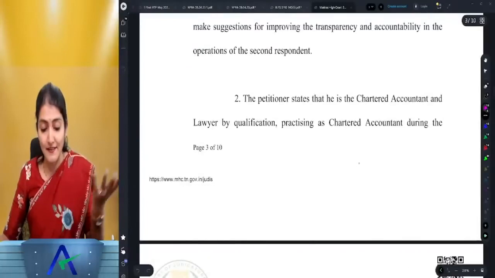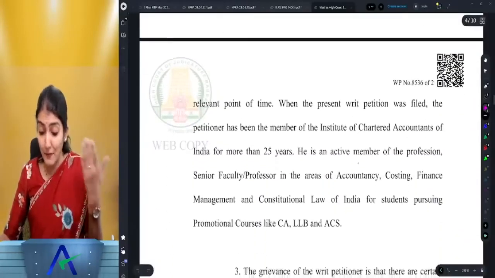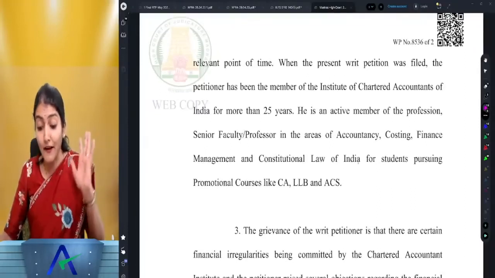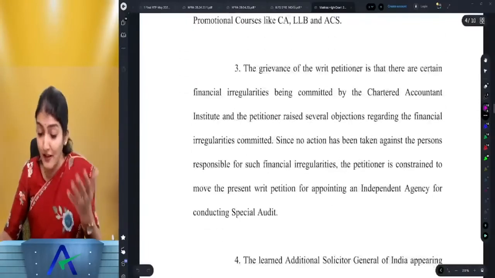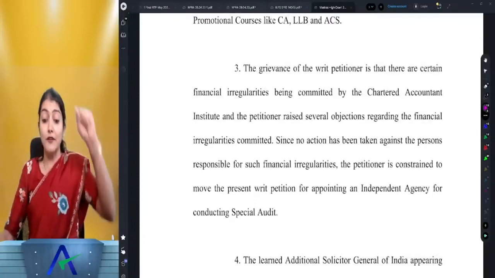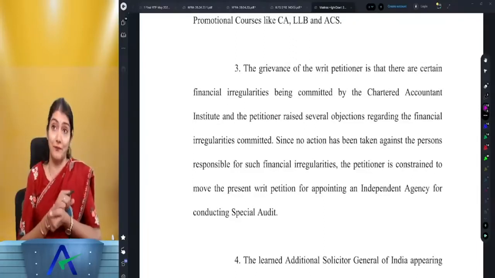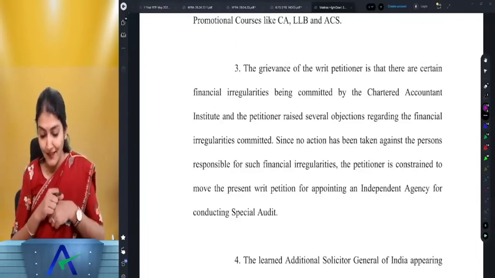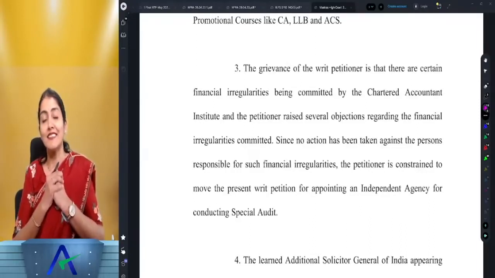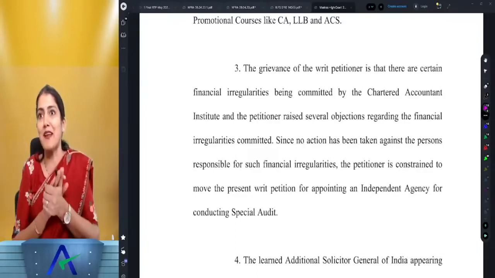So the petitioner says that he is a practicing chartered accountant and lawyer. The petitioner has been a member of the institute for more than 25 years, is an active member of the profession, a senior faculty professor in the area of accountancy, and his grievance is that there are certain financial irregularities being committed by the chartered accountant institute. The petitioner raised several objections regarding the financial irregularities committed. Something interesting you came to know? Is this the latest talk of the town, the buzz which is happening around?